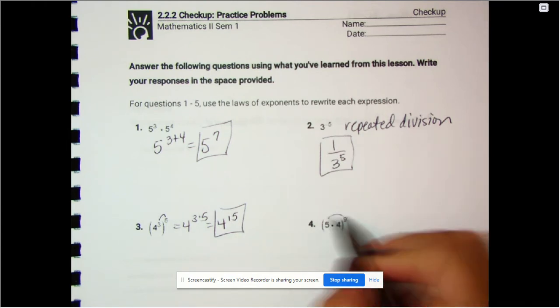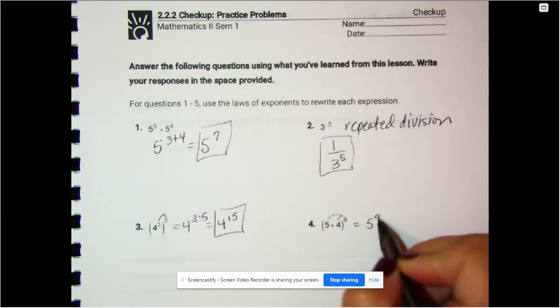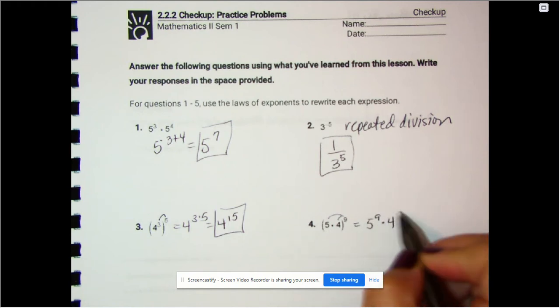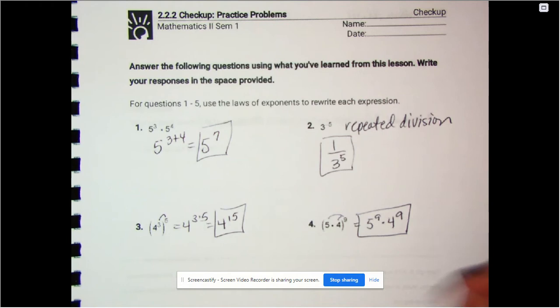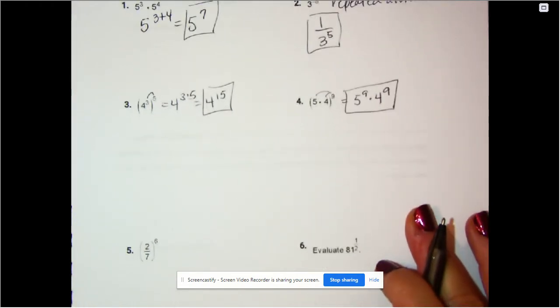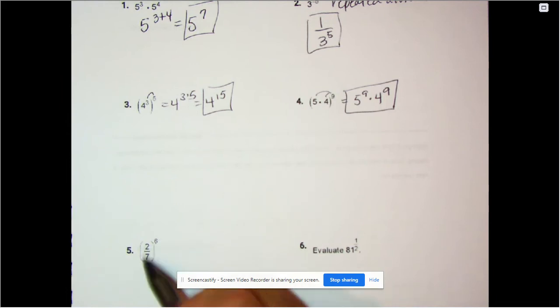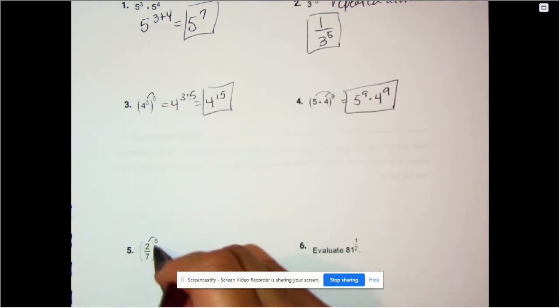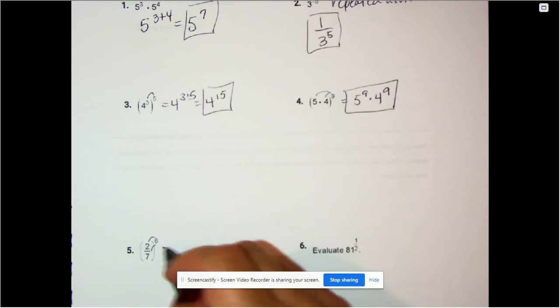Here I call this showering the power, where the 9 goes with everything inside. So it becomes 5 to the 9th times 4 to the 9th. Way down here at the bottom, we've got a little power of 6 for everything. So this becomes the top to the power of 6 and the bottom to the power of 6. So 2 to the power of 6 over 7 to the power of 6.